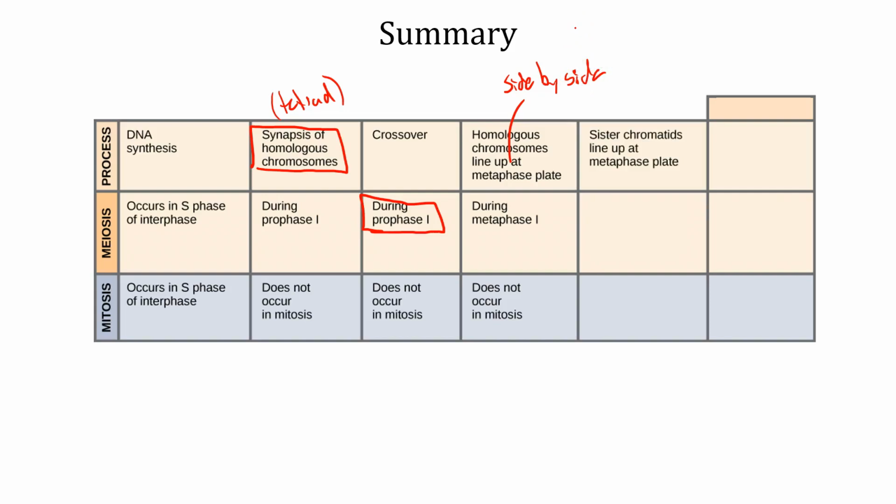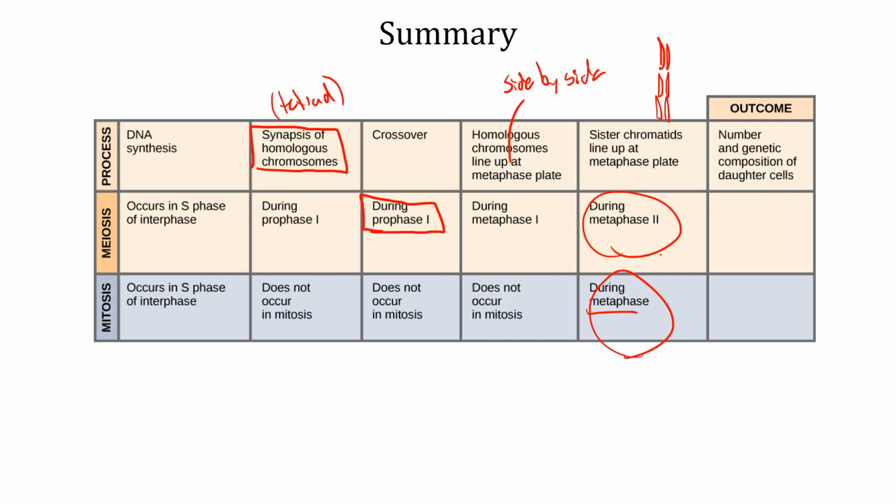Sister chromatids line up at the metaphase plate. So in this, we're talking about individual sister chromatids like this, lining up in a line in the metaphase plate. That happens during metaphase 2, and that happens just during regular metaphase of mitosis. So in that sense, remember that meiosis 2 and mitosis are pretty similar.